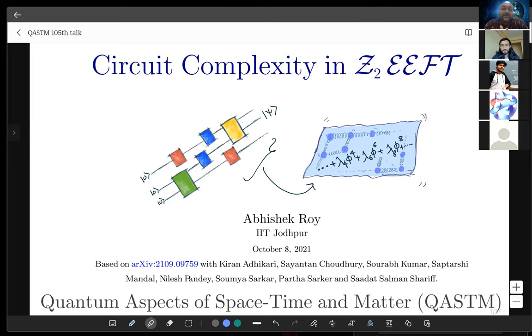And this is based on this arXiv paper, which he actually had written with me, along with team members whose names are already written in this slide. This is the 105th talk in this series.